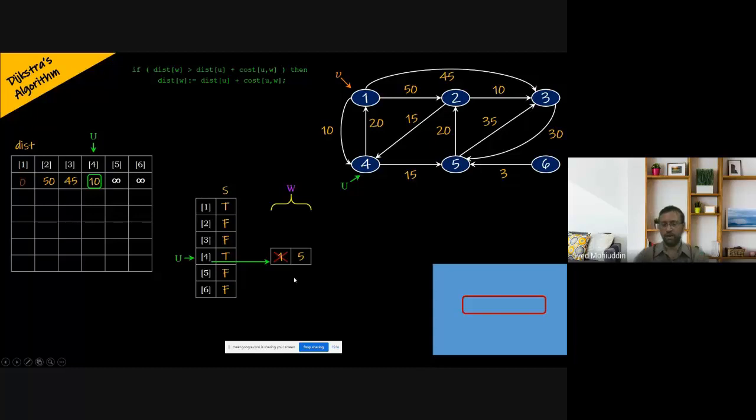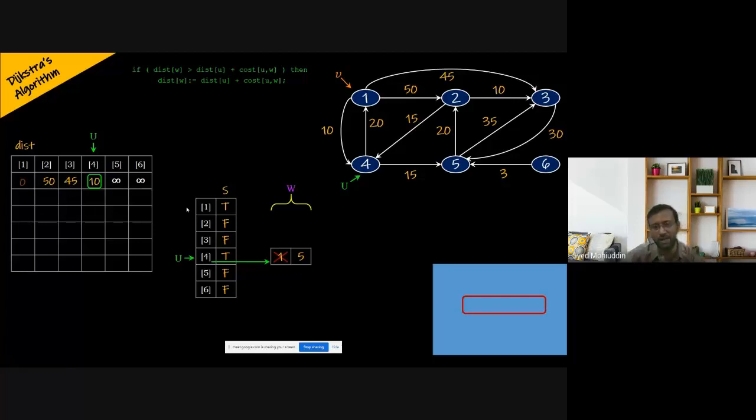Now remember, we are choosing vertex 4. Why are we choosing vertex 4? Because vertex 4 had the least distance. We don't consider vertex 1 because it is the start vertex with 0 distance. Vertex 2 has distance 50, vertex 3 has distance 45, vertex 4 has distance 10. So 10 is the least distance, that is why we are choosing vertex 4. It's not that you can choose any vertex.